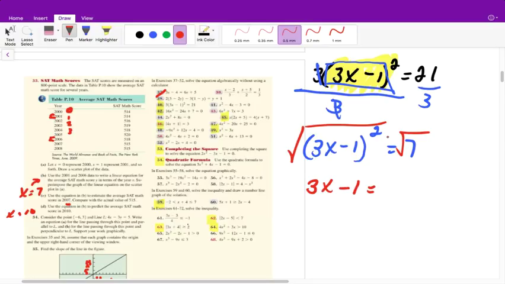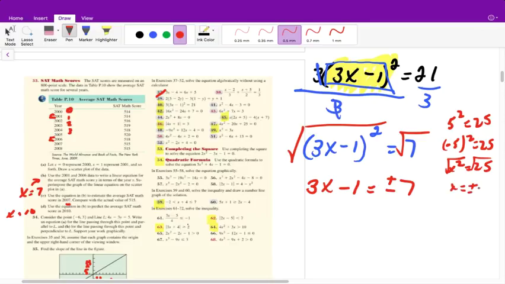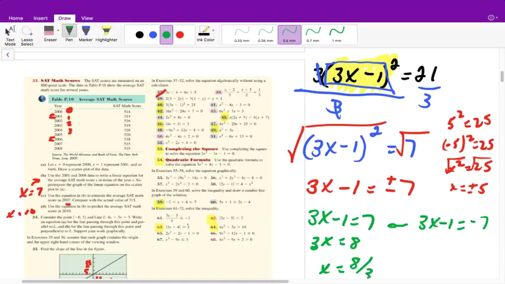And remember, when something is being squared, it's a positive and a minus, because 5 squared is 25 and negative 5 squared is 25. So if I said x squared is equal to 25, when we're saying what squared is equal to this number, it generates both a positive and a negative answer. So from here, we can go ahead and solve. We have 3x minus 1 is equal to a positive 7, or 3x minus 1 is equal to a negative 7. So we have 3x is equal to 8, or x is equal to 8/3, or 3x is equal to negative 6, or x is equal to negative 2.